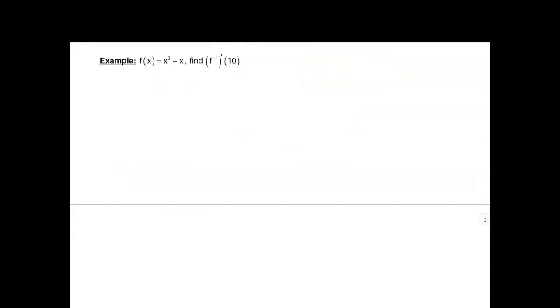Okay, last example. We're going to do this again. We're being asked for the derivative of the inverse at 10. So this 10 is the input for the inverse. That means it's the output for f. So go over to f and put 10 in place of the output.